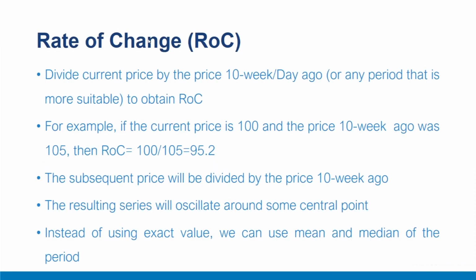The simplest way of measuring momentum is to calculate the rate at which a security price changes over a given period of time. This is often known as the rate of change or ROC indicator. If it is desired, for example, to construct an ROC using a 10-week time span, then the current price is divided by the price 10 weeks ago. If the latest price is 100 and the price 10 weeks ago was 105, then the ROC momentum indicator can be easily computed by dividing 100 by 105, which is equal to 95.2.